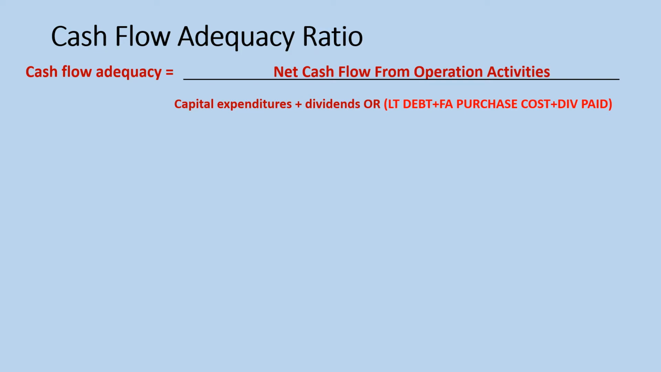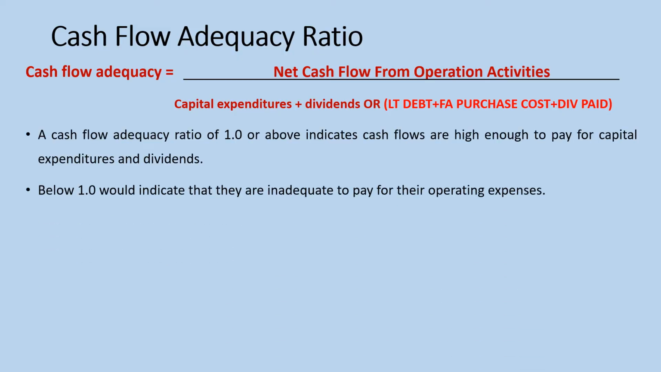A cash flow adequacy ratio of 1 or above indicates cash flows are high enough to pay for the capital expenditure and dividends. Below 1 would indicate that they are inadequate for their operating expenses.